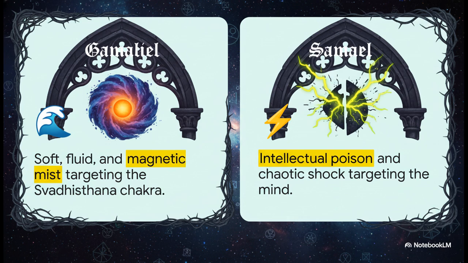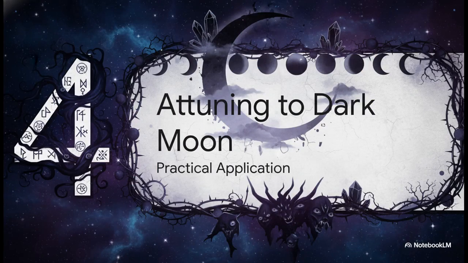It doesn't attack your intellect. It bypasses the brain entirely and targets your emotional core. Specifically, the sacral chakra, the Swadhisthana, which is the center of desire. It draws you in through feeling, not force. Which brings us nicely to Section 4, attuning to the dark moon, practical application.